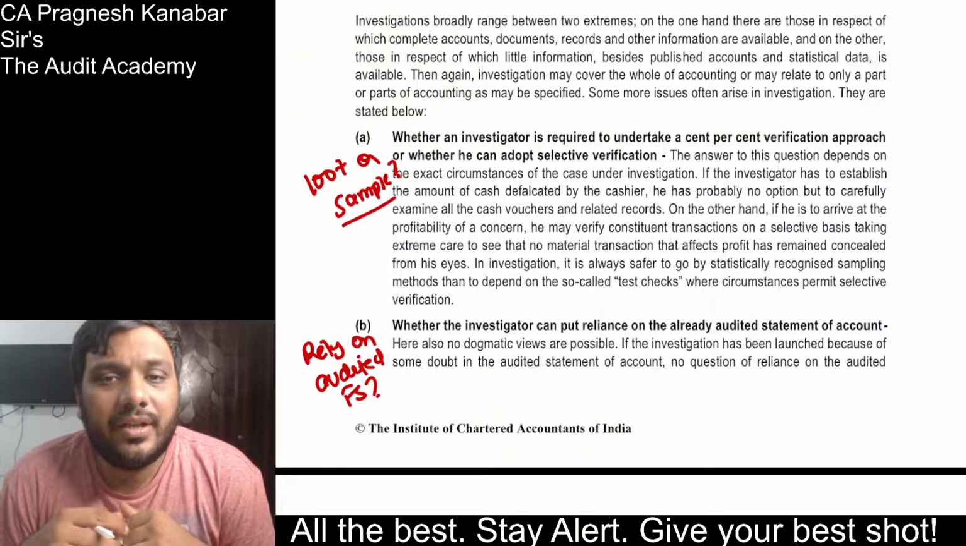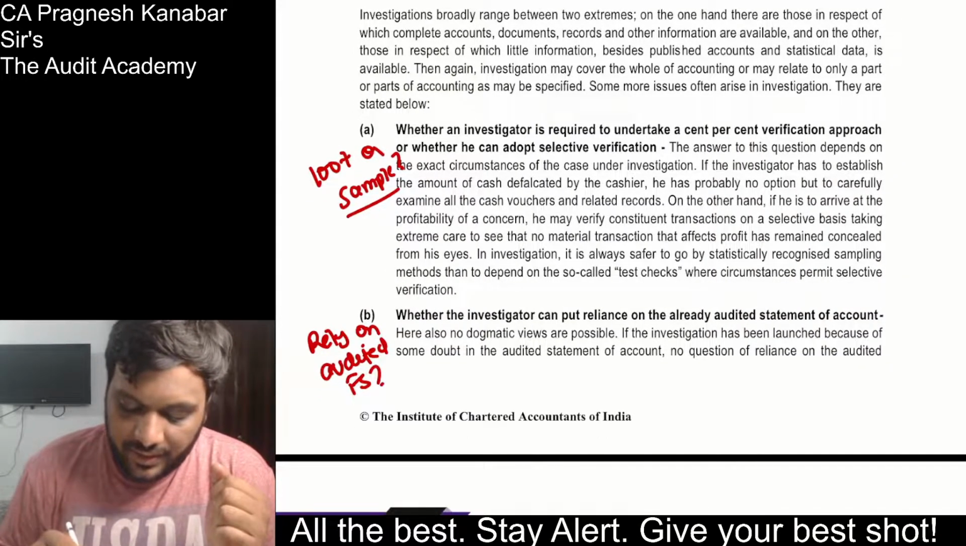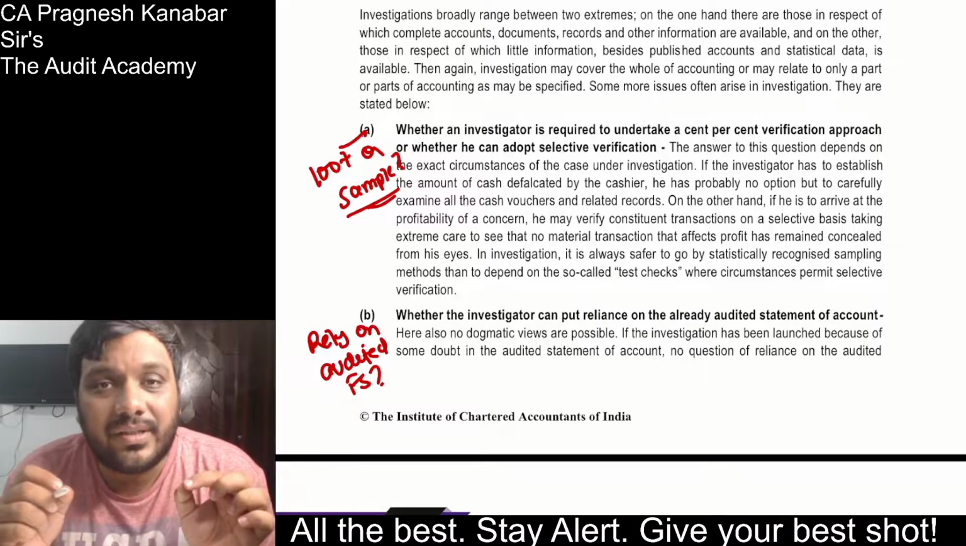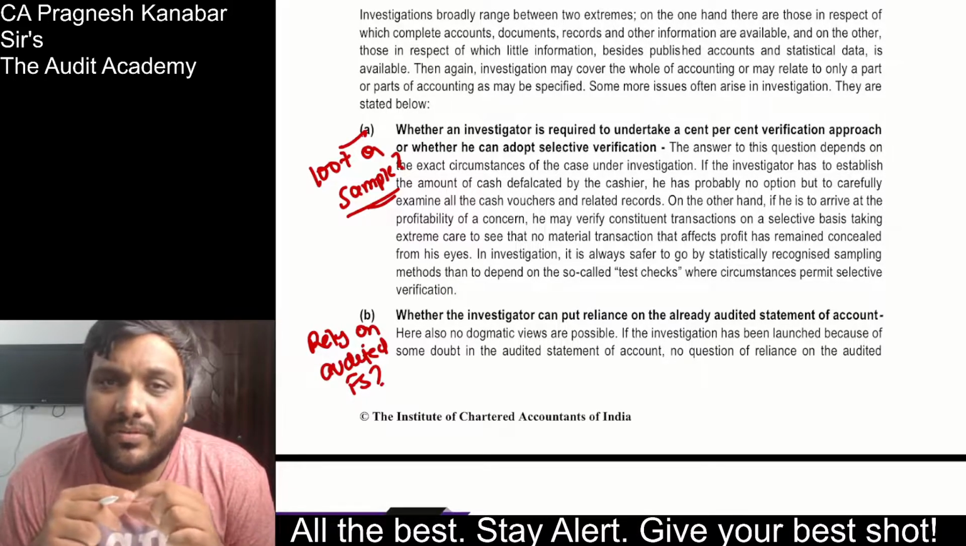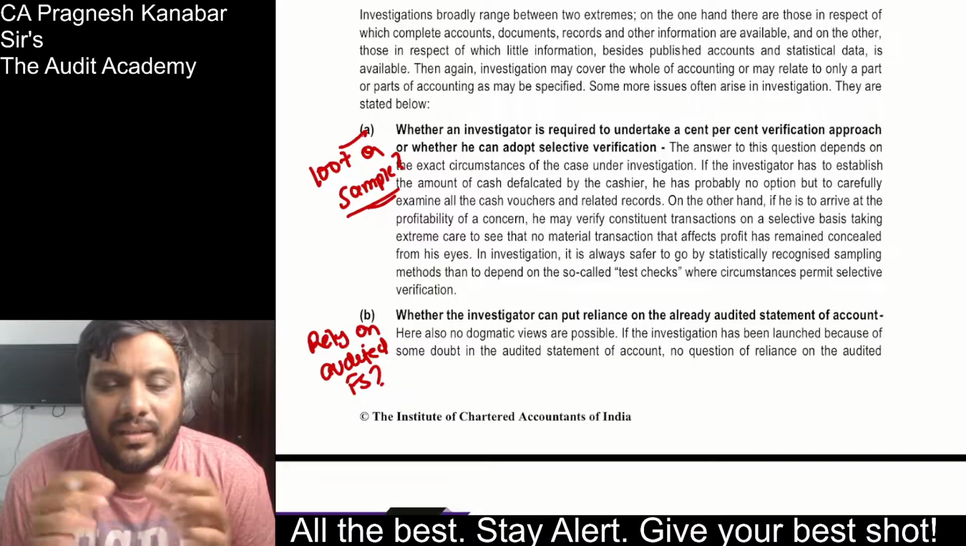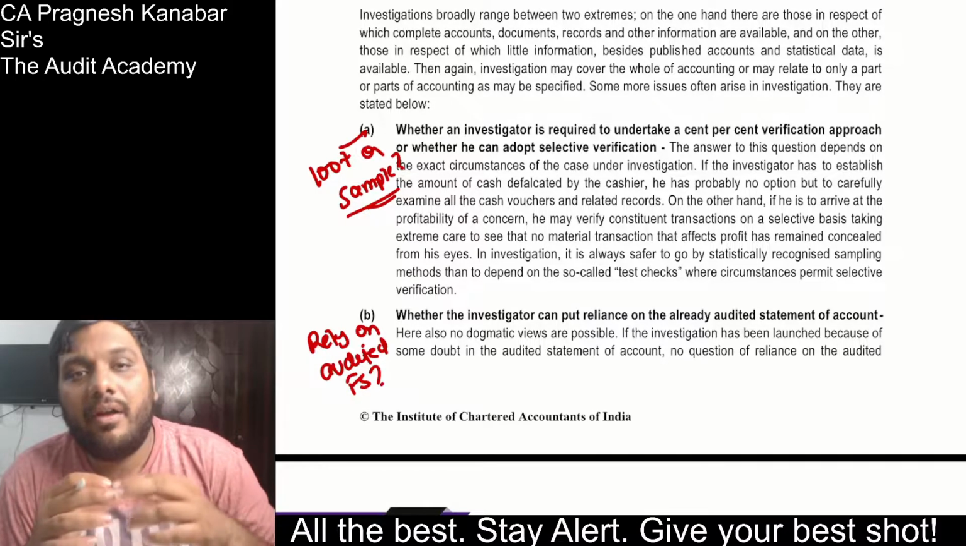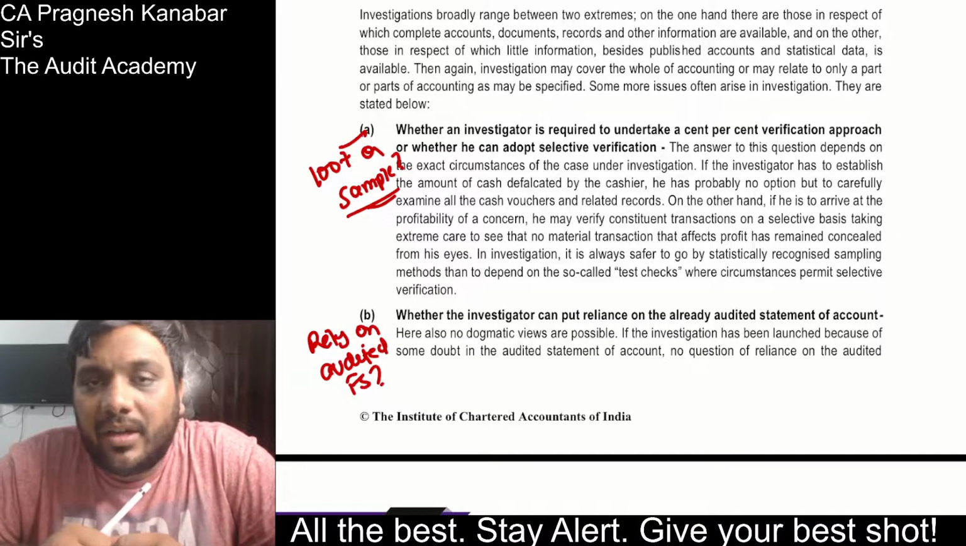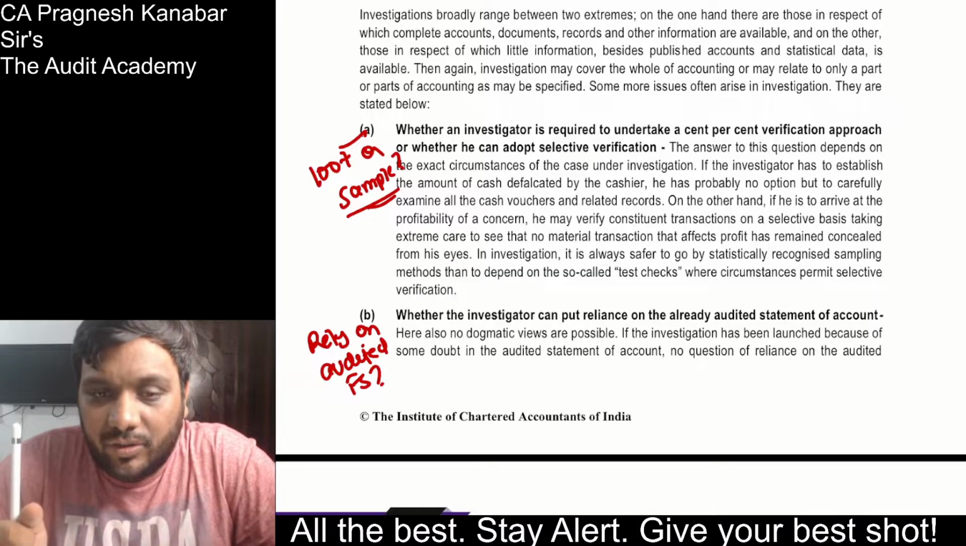Special issues in investigation, whether the investigator should go for 100% checking or sample. That depends upon what is the investigation. For example, if valuation work is there in investigation, then things can be checked in sample also. However, if the investigation is to find out cash misappropriation or so, then obviously 100% approach will be required. Every single receipt needs to be checked.